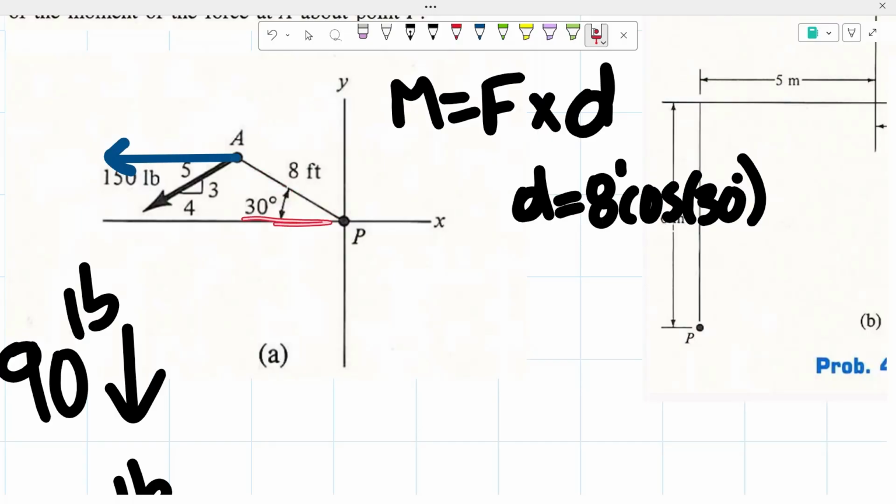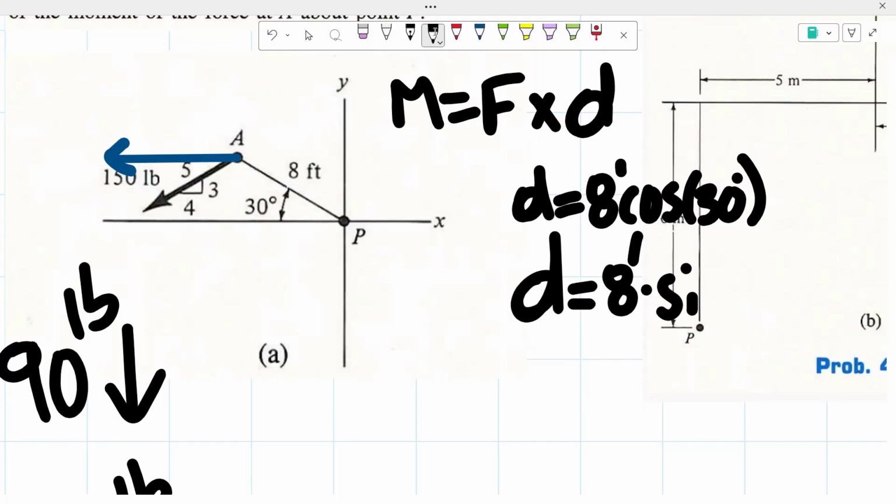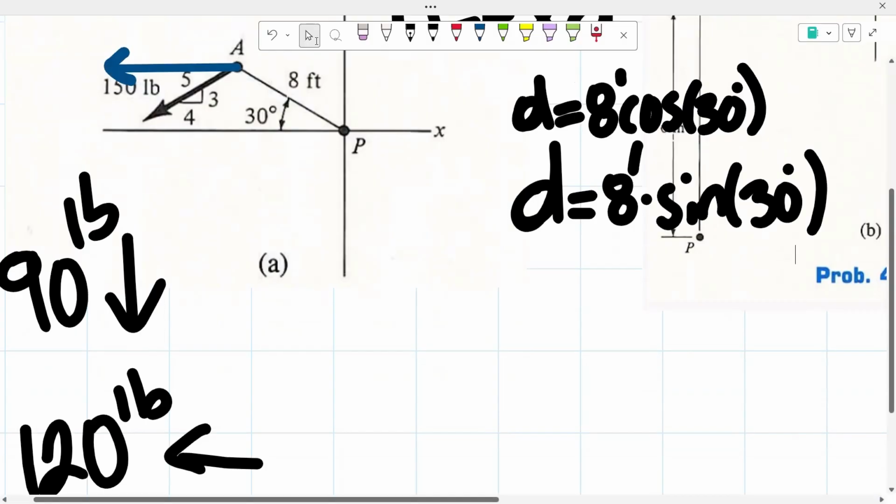But now instead of finding this side of the triangle, we are trying to find the length of this side of the triangle right here. And since we're trying to find the opposite side with regards to this angle, and again, we're using that hypotenuse side that's given to us, this time we're going to be using sine because sine is opposite over hypotenuse. So for the horizontal force, the distance is going to be equal to that 8 feet times sine of 30 degrees, right?